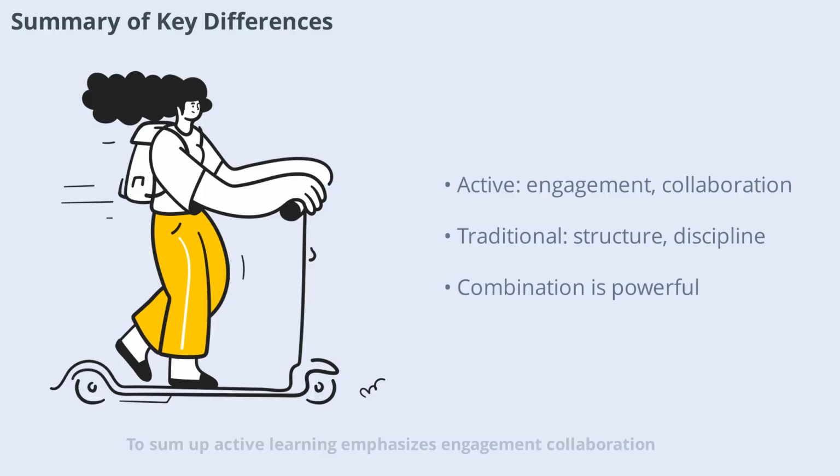To sum up, active learning emphasizes engagement, collaboration, and real-world application, while traditional learning focuses on knowledge transmission, structure, and discipline. Both methods have unique strengths and challenges. The most effective classrooms often combine elements of both to create a dynamic and supportive learning environment.